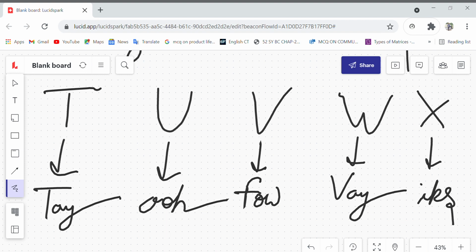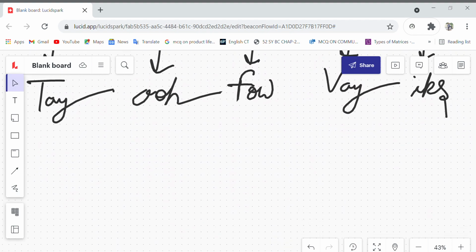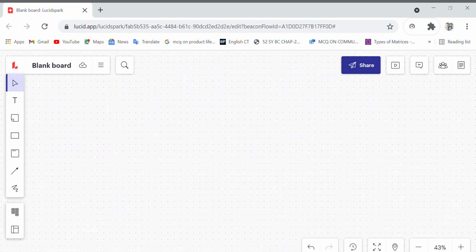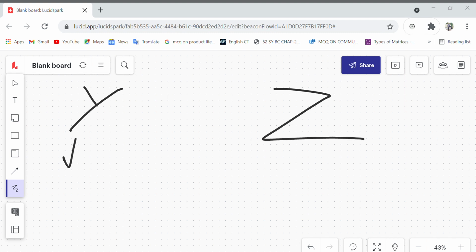So let me repeat. For T, it's tay. For U, it's U. For V, it's fow. For W, it's vay. For X, it's X. Let's move ahead. For Y, it's ypsilon. For Z, it's tset.